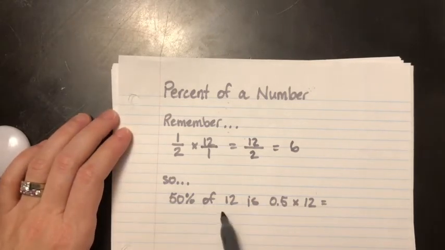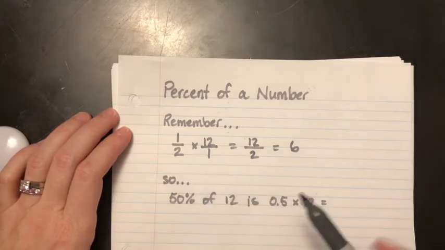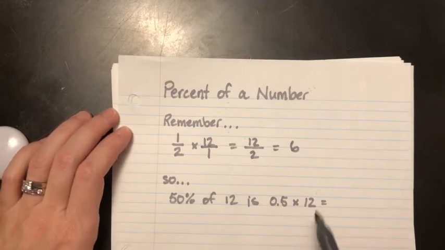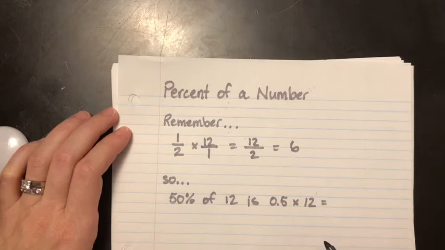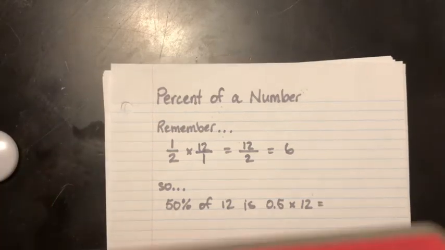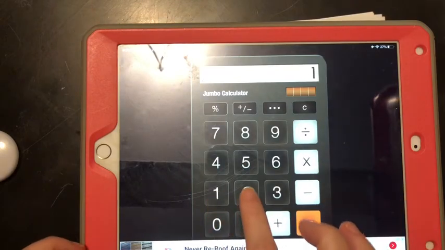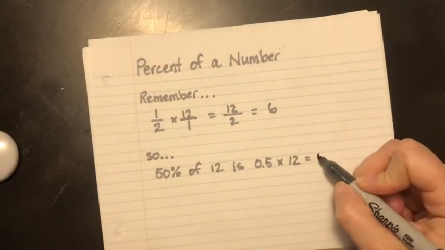So 50% of 12 is 0.5 multiplied by 12. We can do this using fractions, or we can do this using decimals. I would say your best bet is to use decimals, and to do that you need to take that percentage and turn it into a decimal first, which is similar to the work that we've already been doing. Then if you take out your calculator, you go 0.5, which is like 50%, multiplied by 12, hit your equal sign, and you're going to get the same answer of 6. And there it is.